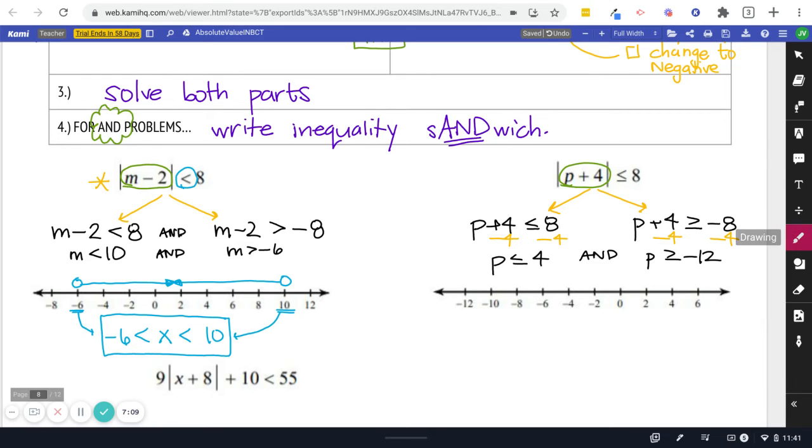So here we go. These are closed circles. We're going to drop that closed circle right here. We're going to get bigger. We're going to go to 4. We're going to drop that closed circle right here, and we're going to get smaller.